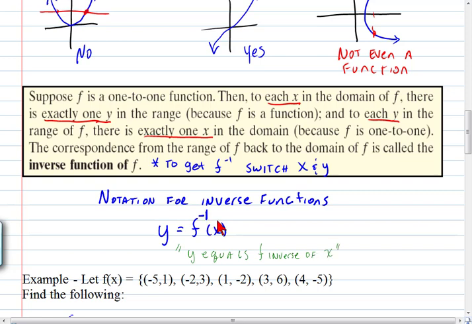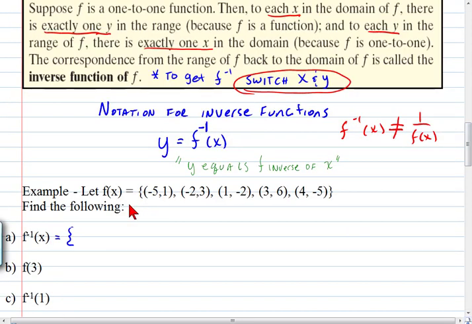It's function notation. F inverse of x is not the same thing as 1 over f of x. This is not a negative exponent. It's inverse function notation. And how we get the inverse function is we switch x and y.